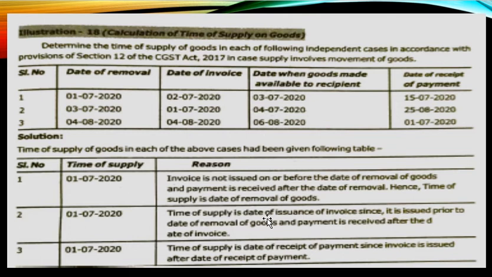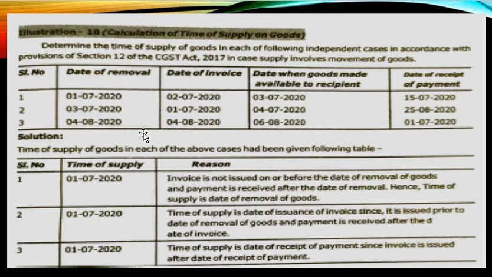Time of supply is the date of issuance of invoice, since it is issued prior to the date of removal of goods, and payment is received after the date of invoice. So this situation is earlier, that is date of invoice is earlier, and they have also given the reason that the date of issuance of invoice would be the time of supply, because it is issued prior to the date of removal of goods. Yes, invoice is issued before the goods are removed from the supplier's place, as well as before the payment is made.